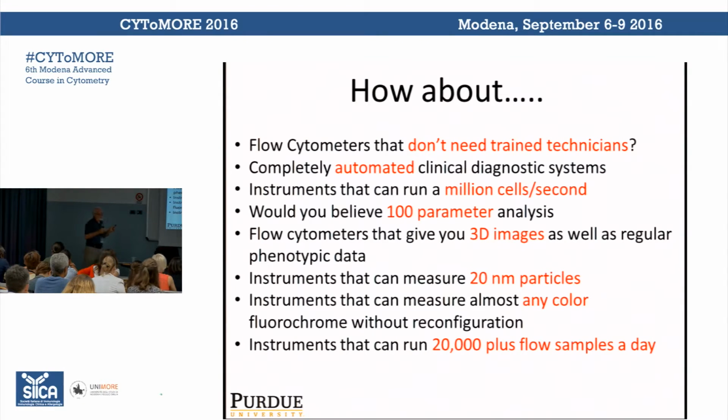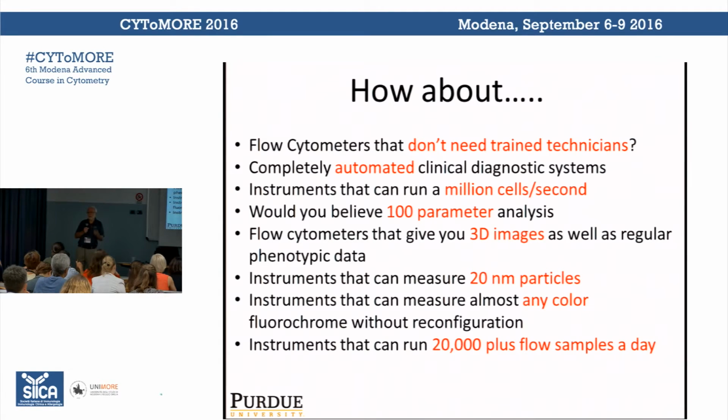A lot of people don't like the thought that maybe you won't need a technician to run your flow cytometer. In clinical labs, that might be something that they would consider would be an advantage if you could have a fully automated clinical diagnostic system. So people have been thinking about how to do that for years and years, if not decades. So it's a goal. And the question is, will it be achievable? Or when will it be achievable?